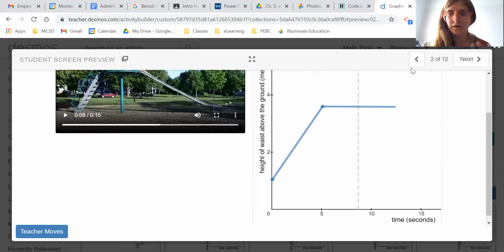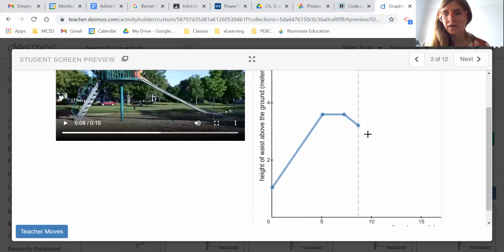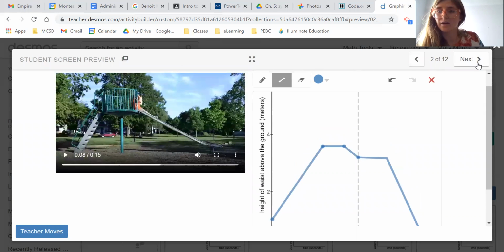So let me go back. Can I do undo? Yes. So until about here, and then he went down a bit. And then he sat there for a second until about 12 seconds, so more like 2 seconds he sat there. And then he went down. So yeah, something like that, I'm going to say.